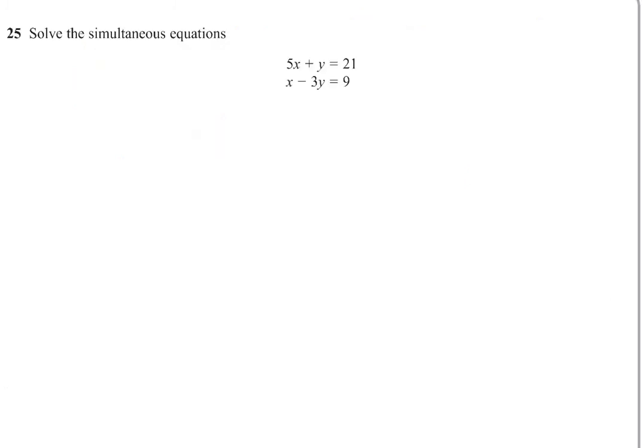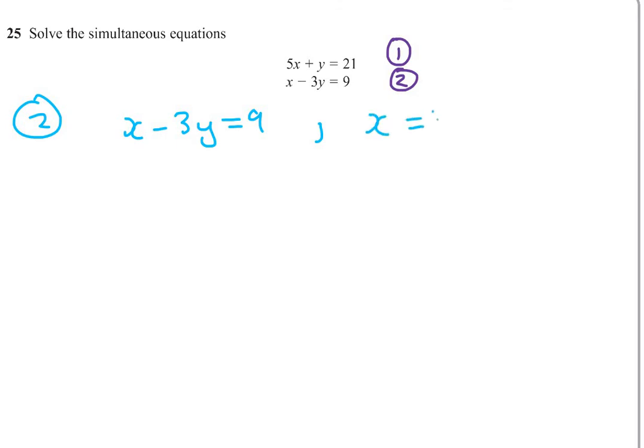Great, simultaneous equations. So, few ways you can go about these, but I'm going to call them number 1 and number 2. Let's take a look at number 2. There's something really easy we can do here. So if x minus 3y is 9, this tells us that x equals 3y plus 9. And now we can sub this into 1.